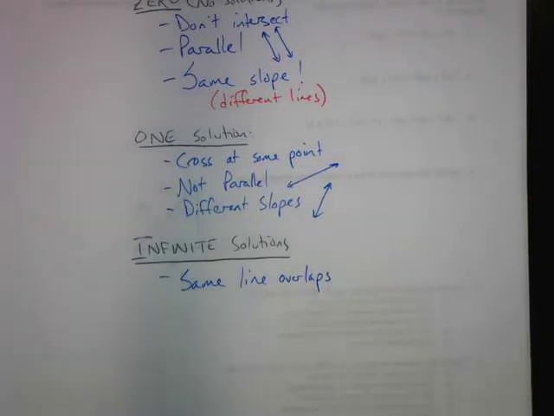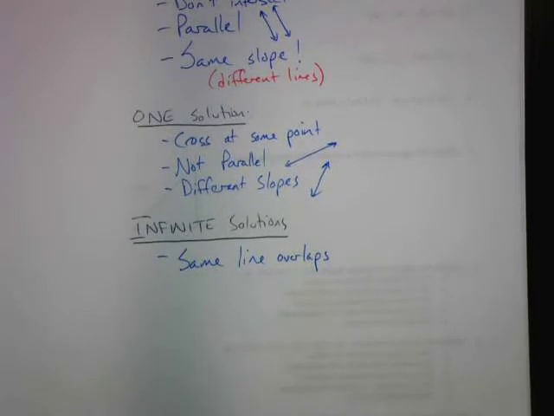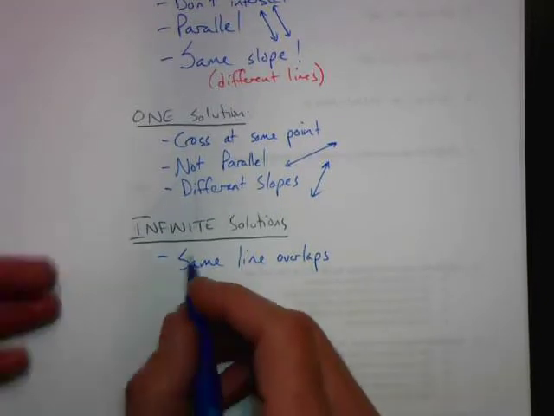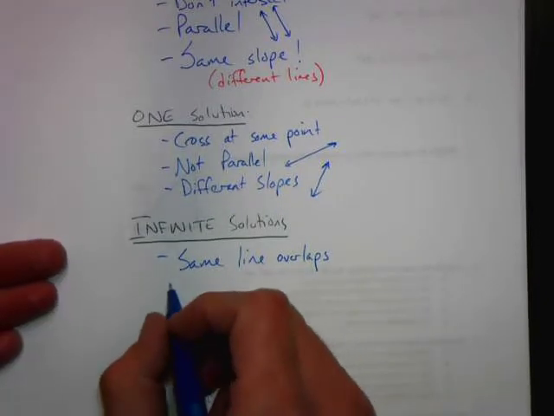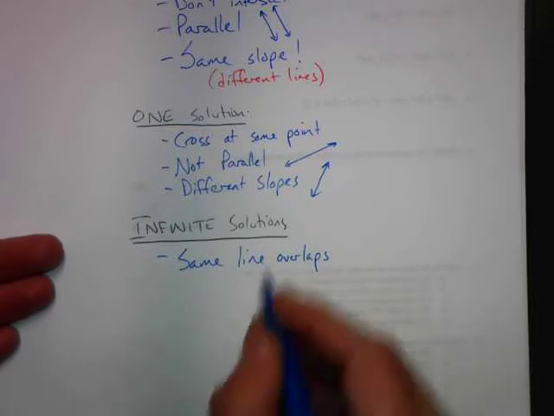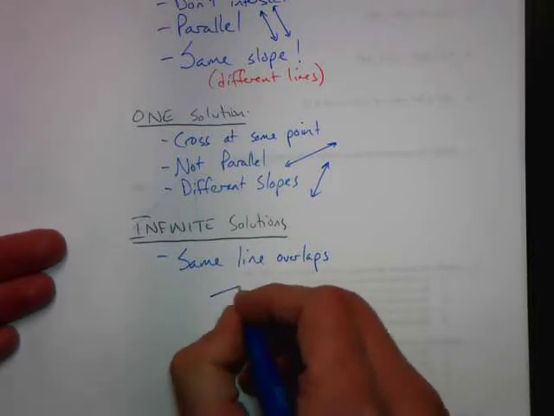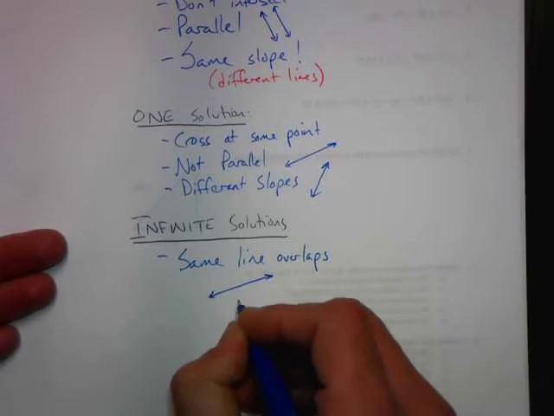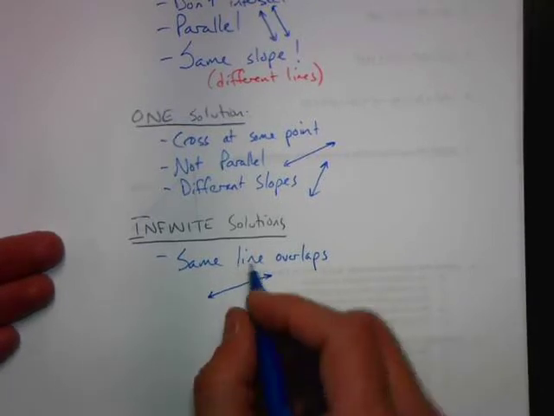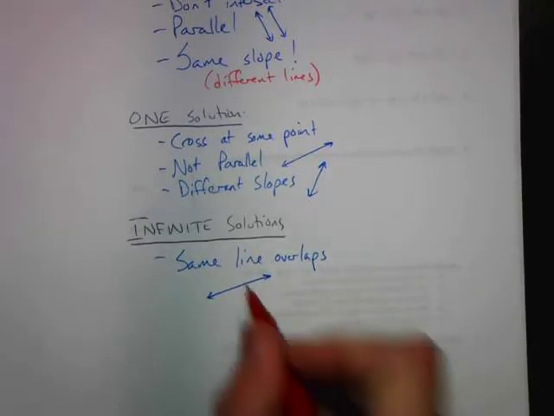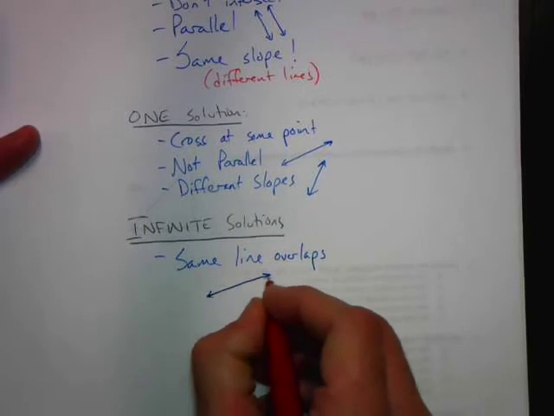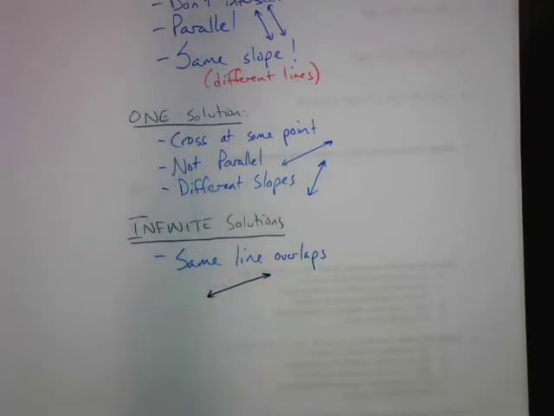And that's when you have infinite solutions, a line that overlaps itself. Okay, so they're not parallel. They're not two different lines. They're actually the same line that overlaps. So if we have one line like this, and then I end up graphing a second equation, and it turns out that the second equation makes the same line, that's infinite solutions. That means they're going to continue forever.